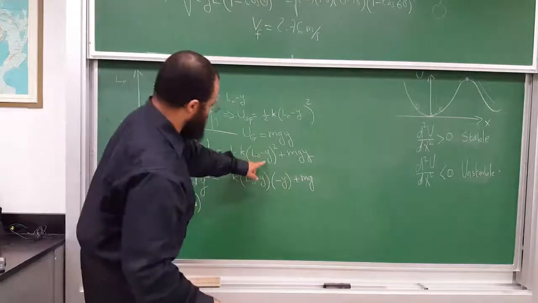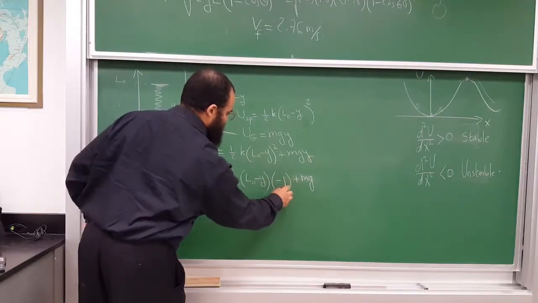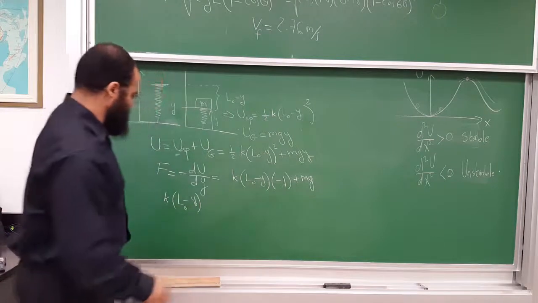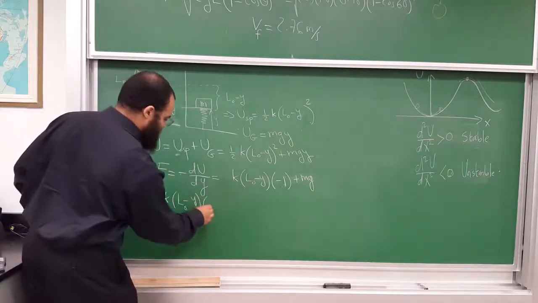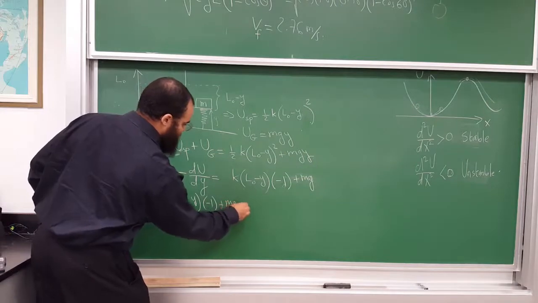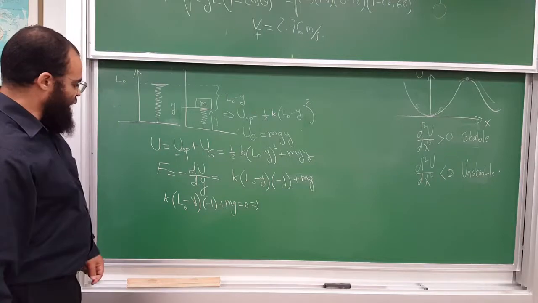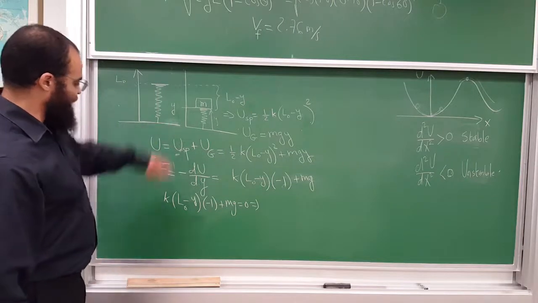And I made a mistake here. The derivative of this is not -y, it's -1. So k times (L0 minus y) times -1 plus mg is equal to 0. And we solve for the y for which this happens.